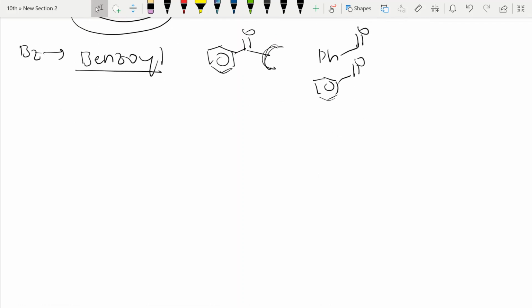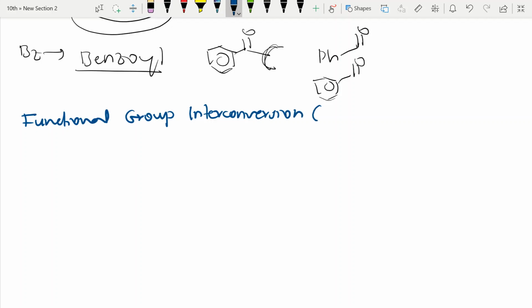So let us see a few more reactions of this retrosynthesis, and the next one is functional group interconversion. Let me write the heading, functional group interconversion. We shortcut, we call it as FGI, functional group interconversion, right. So let us see what is this functional group interconversion, right. This is also very interesting, you can see that.